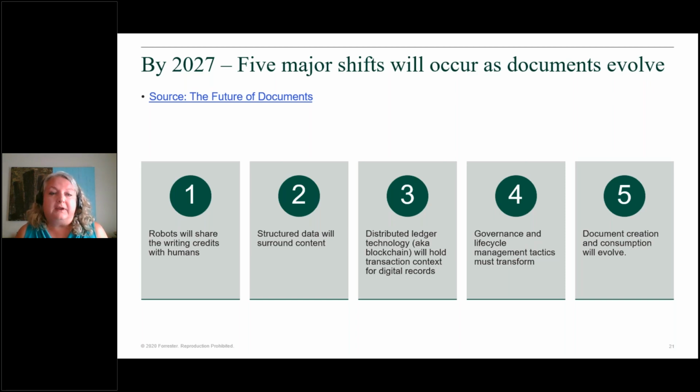Will we see more structured data surrounding content and helping us parse it out more effectively so we can repurpose it for different audiences or different use cases? We think there will be a role for blockchain, distributed ledger technology, perhaps in some records management use cases. And it means that governance and the traditional lifecycle management may actually get a little messy from time to time because we will have to adapt to more componentized modular approaches to document authoring. So we will start to see this evolve.